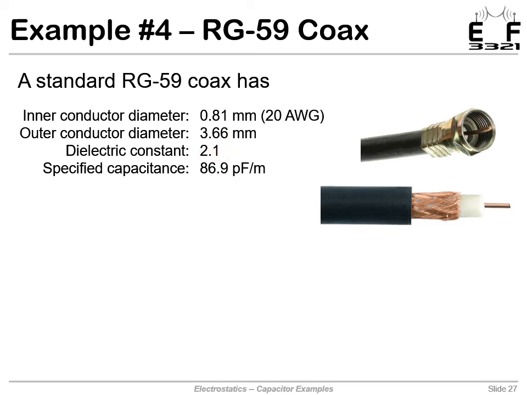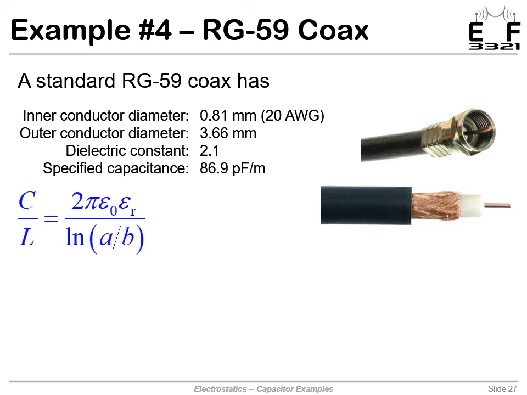The dielectric between the inner and outer conductor is Teflon. It has a dielectric constant of around 2.1. That's pretty low. The specified distributed capacitance for this line is around 87 picofarads per meter. Let's see how close our analysis gets to this.